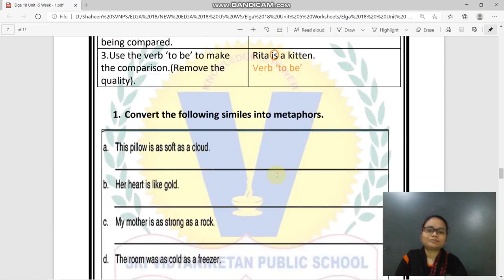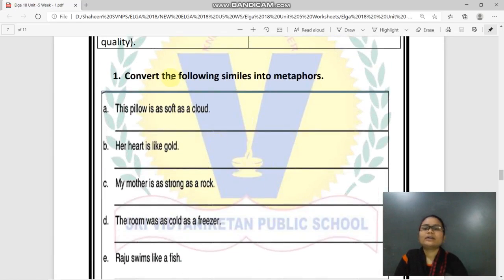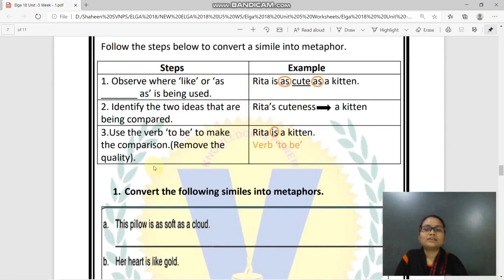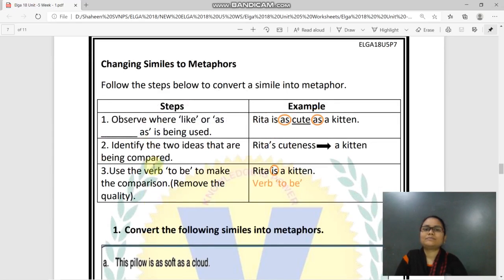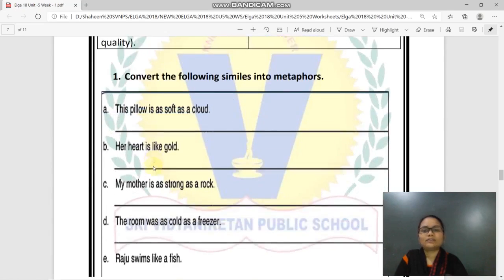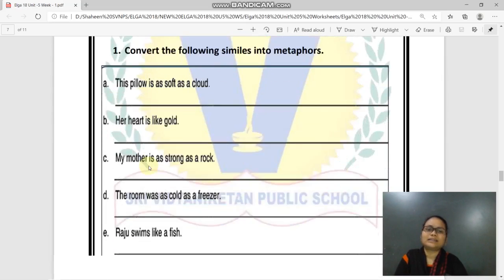So now here we have a question. Let us go through it. Convert the following similes into metaphors. So children, here for you all, some sentences are given. You are supposed to convert the following similes. You can observe here, children, as dash as, soft as, like, strong as, cold as, like is given. So these are simile sentences. You are supposed to convert these into metaphor sentences. So you have here 3 steps, children. Keep these 3 steps in your mind and convert the following similes into metaphors, children.